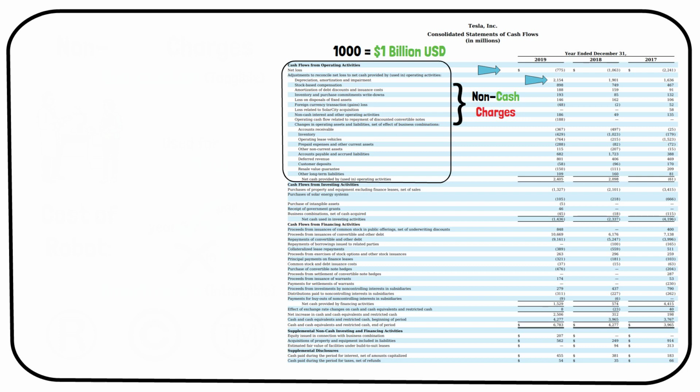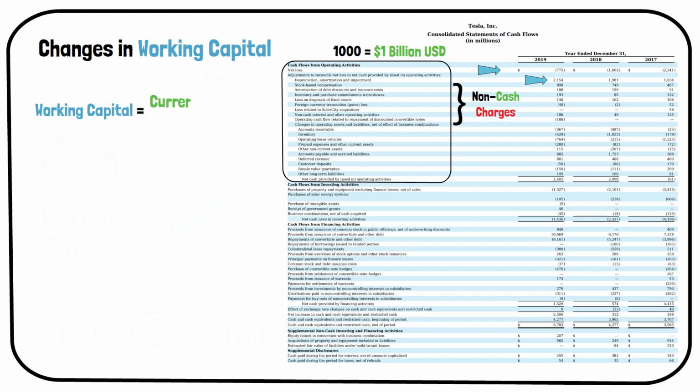The next part of the operating cash flow section is called changes in working capital, or as Tesla calls it, changes in operating assets and liabilities. Working capital is the current assets subtracted by the current liabilities on the balance sheet. The changes in the current assets and current liabilities from year to year affect working capital and are included so you can get the correct operating cash flow.